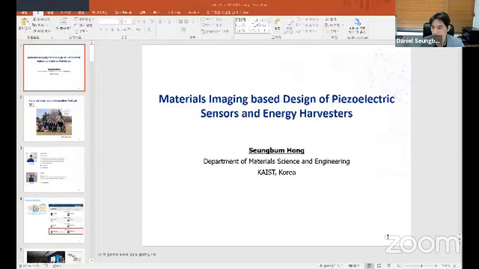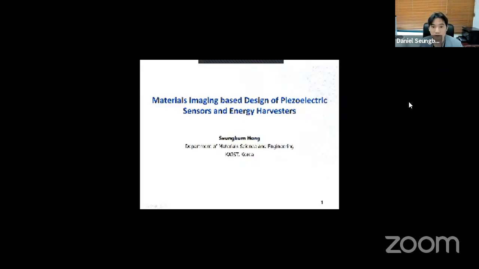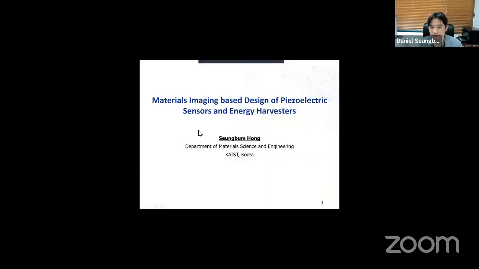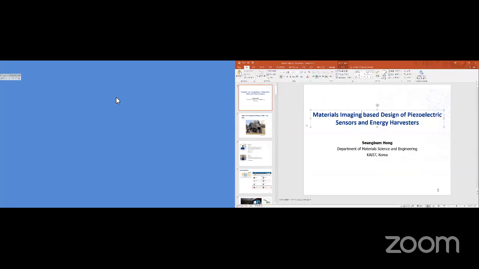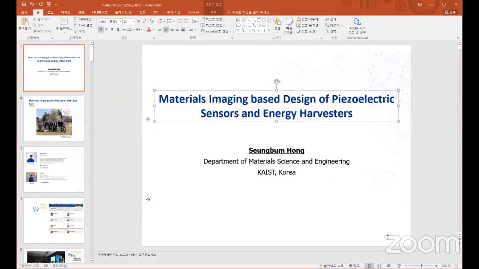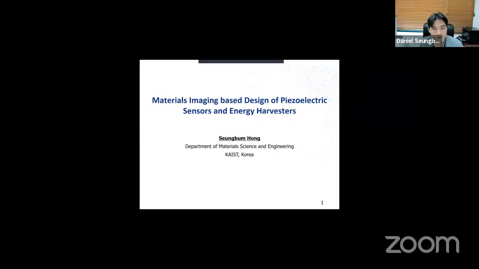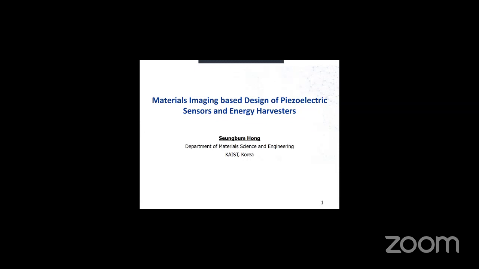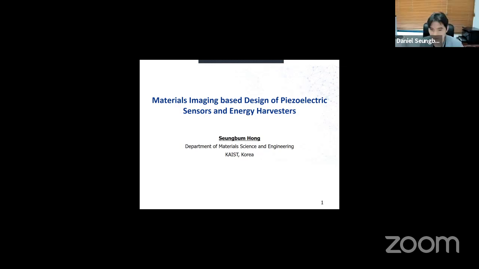Okay, let's see if this works. Do you see my screen? No, I don't think so. I can see half the screen now. Now it's okay. Let me try again. So do you see my screen right now? Your mic is off. Yes, we are able to see. You can see my screen, right? Yeah. Okay, good.